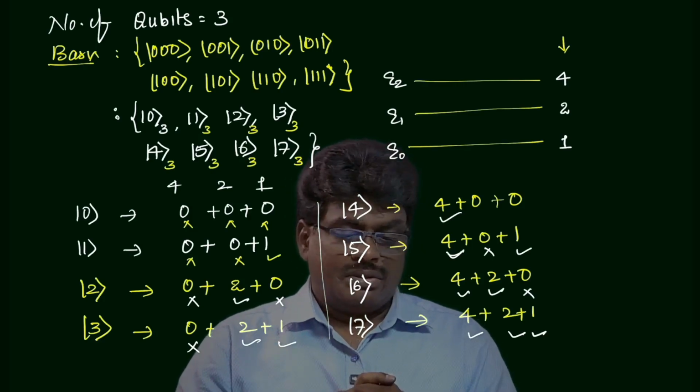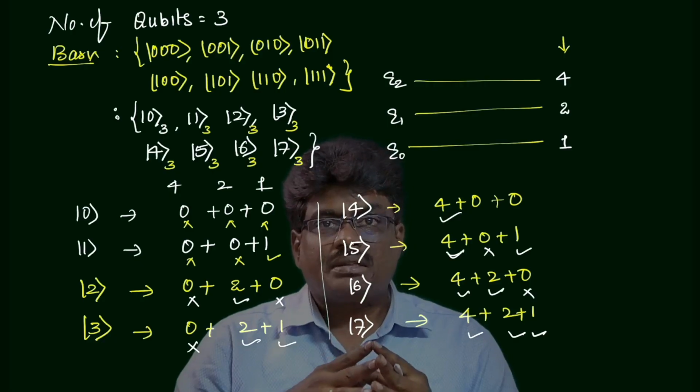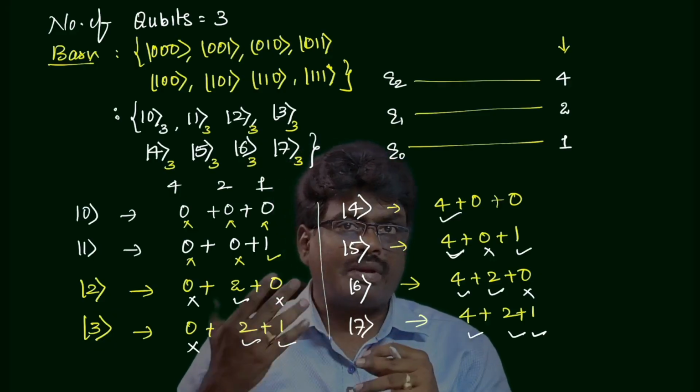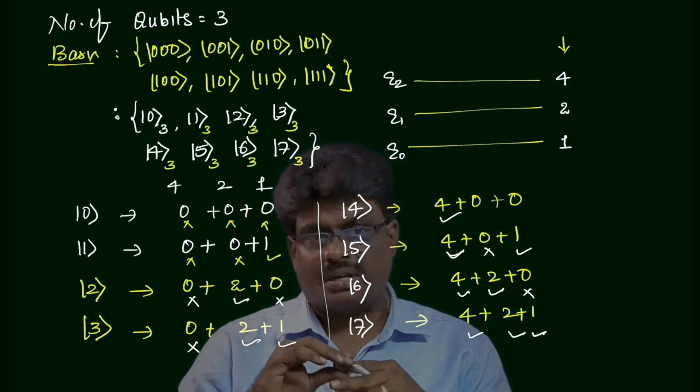Okay, so if you have 4 qubits, its order is 1, 2, 4, 8, like that. Like this you can take any number of qubits, it's not a problem.